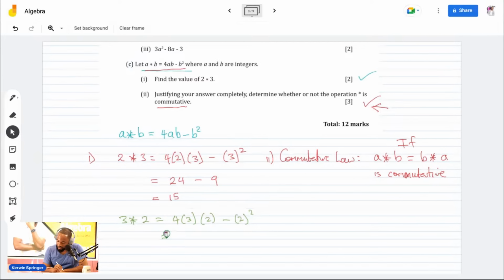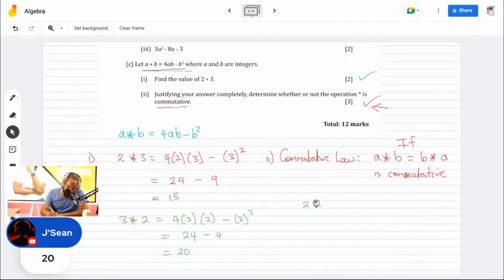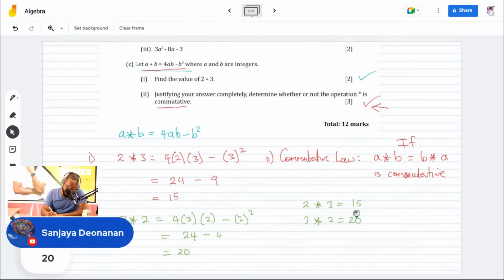And how much do you get with this? How much do y'all get with this? 4 by 3 is 12, by 2 is 24, but this time I'm subtracting just 4. I'm getting 20. Right? So 2 star 3 is equal to 15, but 3 star 2 is equal to 20. Therefore, this is not commutative.